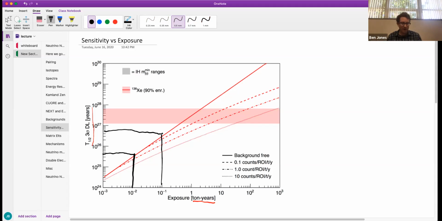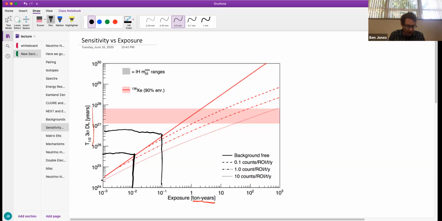Those aren't straight lines, but imagine they're straight lines. This is basically a linear relationship, right? We multiply the exposure by 10, we increase the sensitivity by 10. And the reason for this is that in a background-free experiment, if you see one event, you've made a discovery. Because if there's no possible background that you can ever imagine, you've done all your radio purity and screening, and you've got this solid gold plated event, and there's no way a background can fake it. You see one, you claim a discovery.